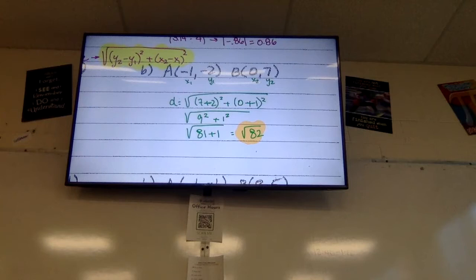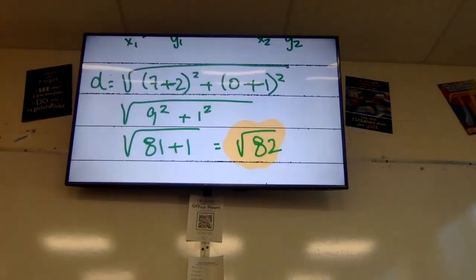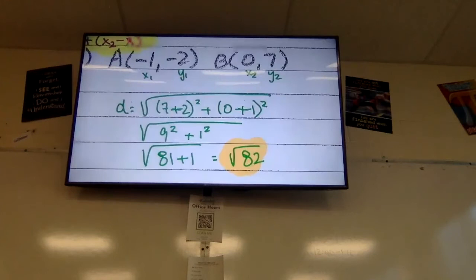How do I get 1? 0 minus negative 1. So I did my x's, 0 minus negative 1. Oh, it might look like a 7. The 7 is the y's. So remember that we have to do the x's together. So I did my 0 and negative 1 together, and then I did my y's together. So I did 7 and negative 2 together. Right.